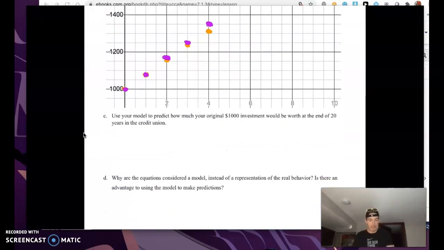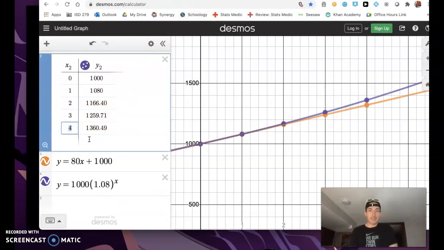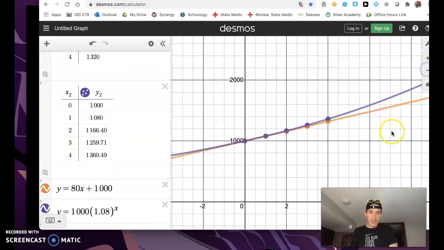What we're going to do here is talk about letter C, where it says use your model to predict how much your original $1,000 investment will be worth at the end of 20 years in the credit union. And this actually isn't too bad because of Desmos. I can do this one of two ways. The credit union's the purple. I can continue to multiply by 1.08 using the table, or because I have this line now graphed, I can just extend this out. I'm going to zoom out a little bit so we can see.